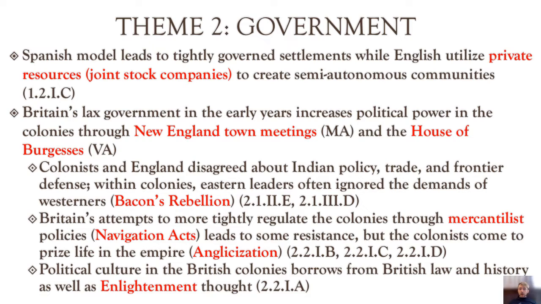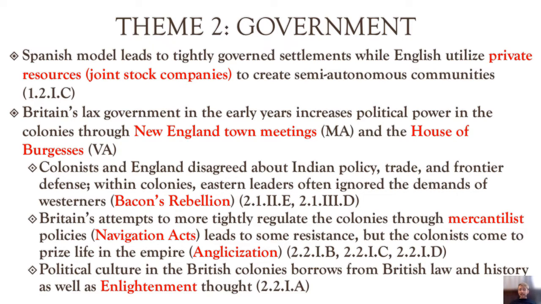The English are very much more a private model. It's as if they sent Walmart into the New World to create a government through these joint stock companies, which are private companies allowed to settle the New World and therefore can govern themselves in a semi-autonomous way by their own rules, according to whatever rules the company adopts.